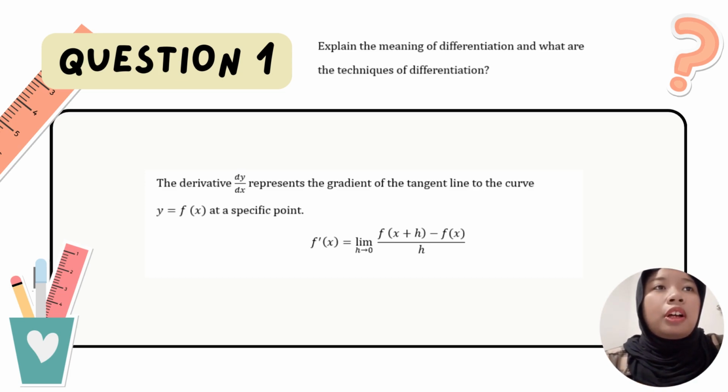So, the answer for question 1 is that the derivative dy over dx represents the gradient of the tangent line to the curve y equals f(x) at the specific point. The formula for this is f prime x equals the limit as h tends to 0 of f(x plus h) minus f(x), divided by h.